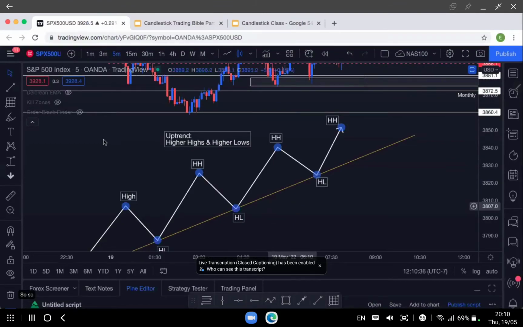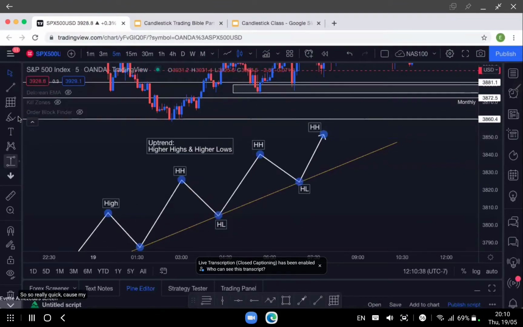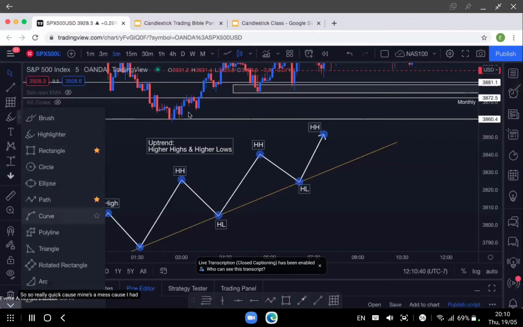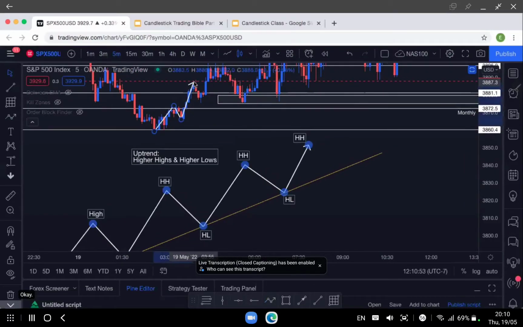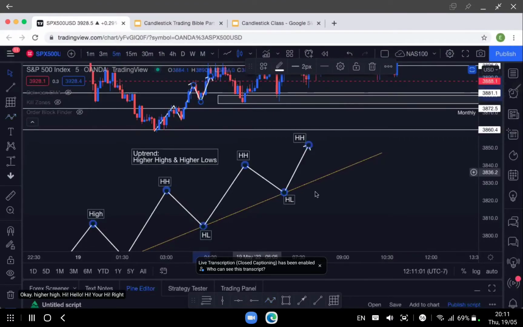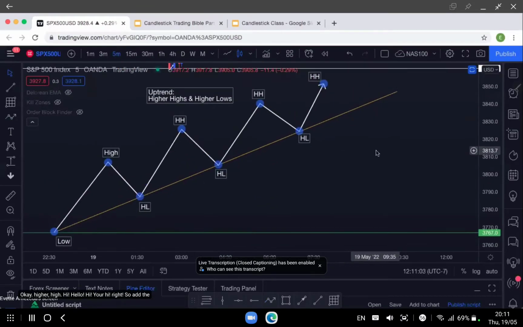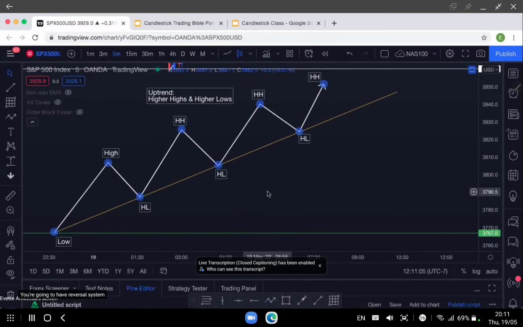So really quick, because mine's a mess, because I had it marked up earlier. Okay, low, high, higher low, higher high. Oh, I can't get it to click. Okay, higher high, higher low, higher high, right? So at these peaks, you're going to have reversal signals. You're going to have sell signals and buy signals.